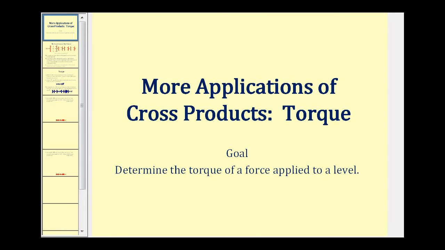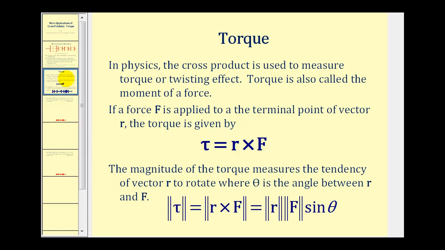Welcome to a video on torque, an application of cross products. You've probably heard of a torque wrench, which is a wrench that tightens bolts or screws to a certain specification. Well, in physics, the cross product is used to measure torque or twisting effect. Torque is also called the moment of a force.